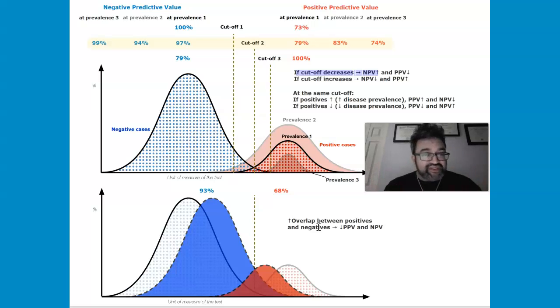So those are the main points. When you change cutoffs, how does that change positive and negative predictive value? When you change prevalence, how does that change them? And finally, when you change the overlap, how does that change them? If you have all of these points down, then you are all set for the USMLE. Of course, you'll have to make sure to know the equations. Definitely make sure to know those. But this is the conceptual portion of these concepts.